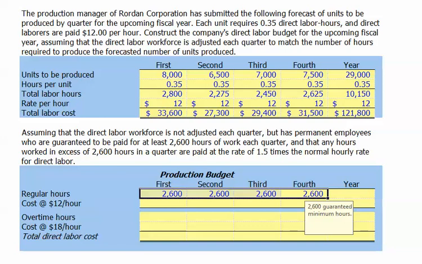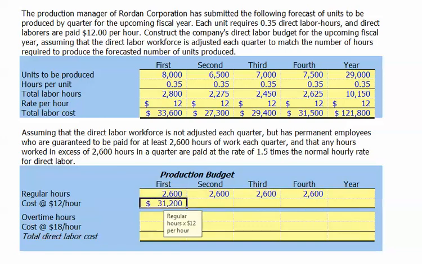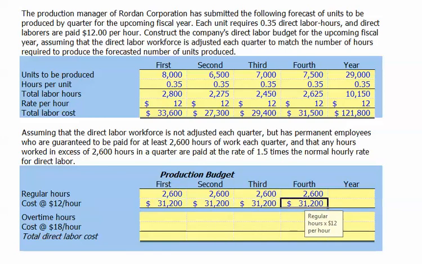Let's go ahead and calculate our direct labor cost for the first quarter. Our regular hours will be 2,600 regular hours times $12 per hour. For the second quarter, our regular hours, again 2,600 times 12, we'll spend $31,200 for straight time. The same will be true for the third quarter and the fourth quarter.